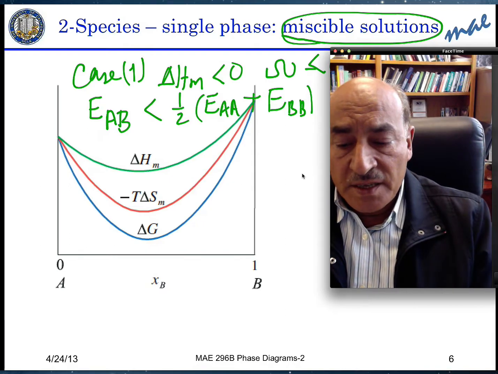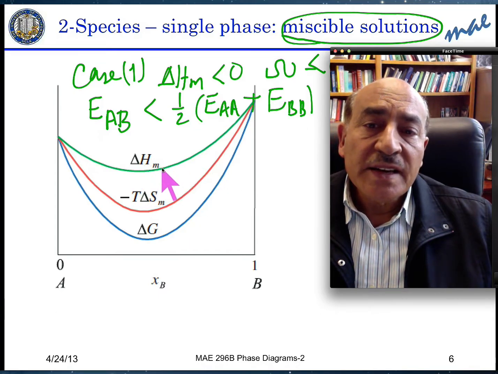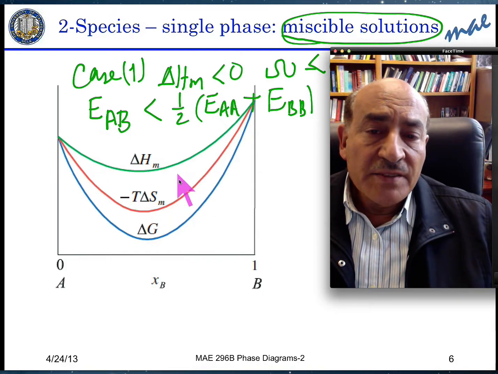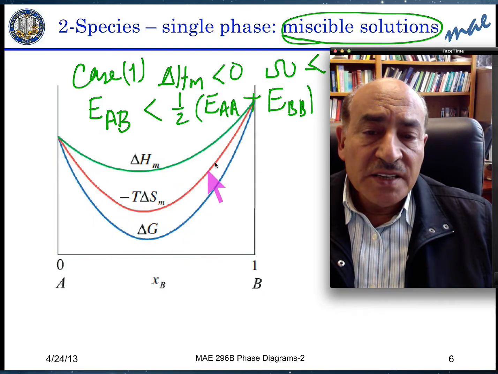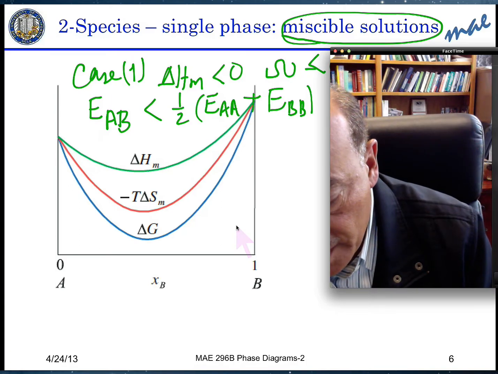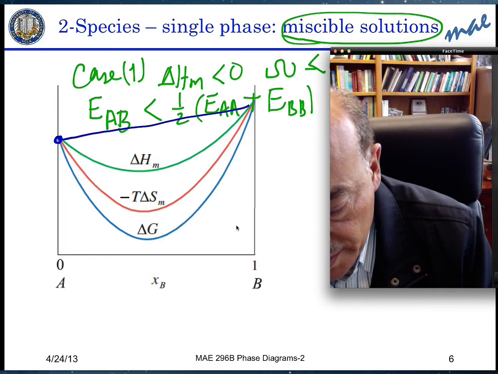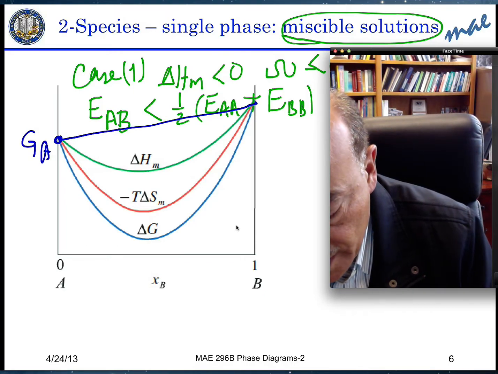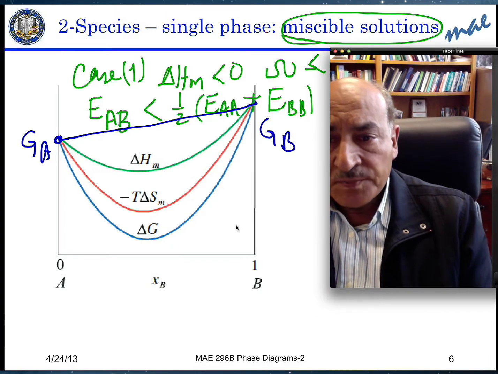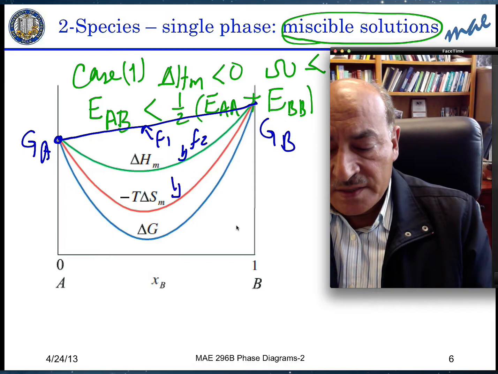So in this case, if I point out, this is delta H mixing, negative, and T delta S is always negative, so you have a decrease here, and the total delta G is the sum of these two. Then you have to add on top of this the original curve, and between this point and this point is the linear mix. So this is G sub A on this side and G sub B on this side. So this is what I pointed out. This here is F1, this here is F2, and this is F3.